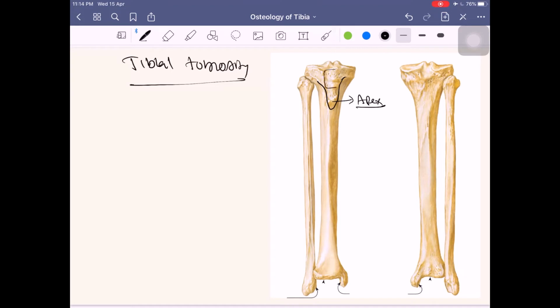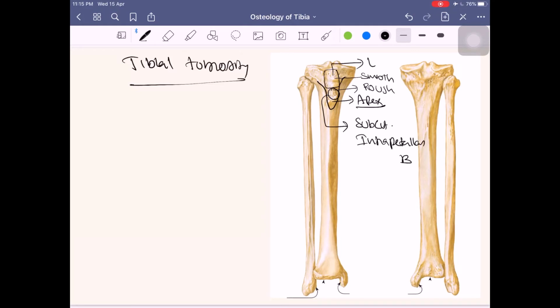Now this whole area, this portion you can see is the smooth area. So this is the upper smooth area, whereas the lower rough part is subcutaneous. So here you will have a bursa. There will be an attachment of a bursa here, which we call the subcutaneous infrapatellar bursa. Because it is beneath the patella, it is called subcutaneous infrapatellar bursa.